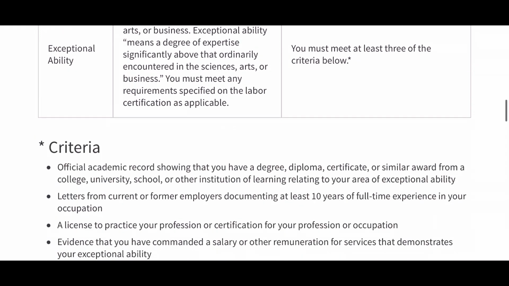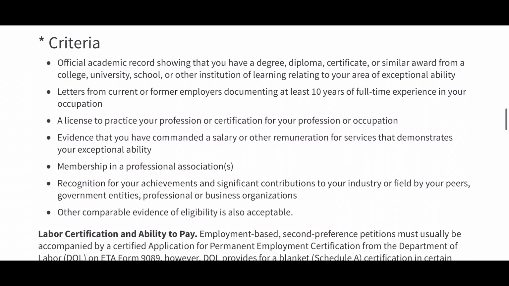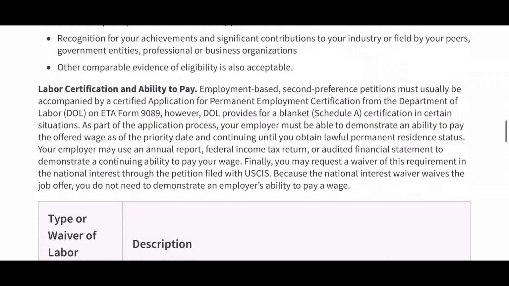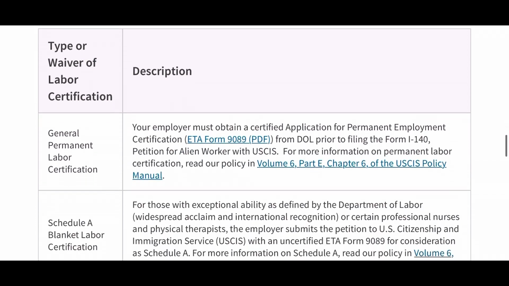If the job requires a doctorate, it is required that you have a United States doctorate or a foreign equivalent document. So for the criteria that they mentioned, you must have at least 3 of them, and some of the examples are letters from your current or former employers showing that you have been in this profession and have at least 10 years of full-time experience. You have a license to practice in your profession.